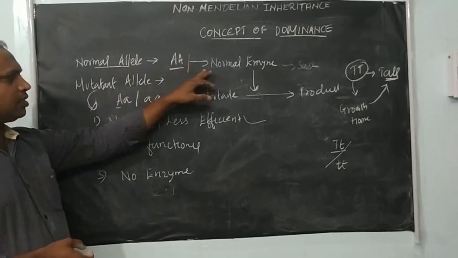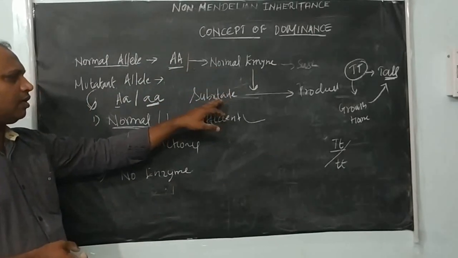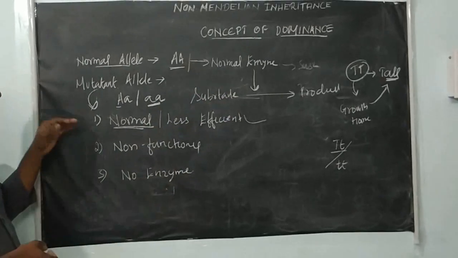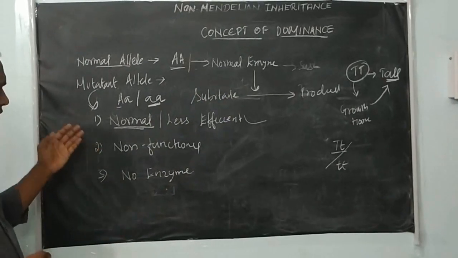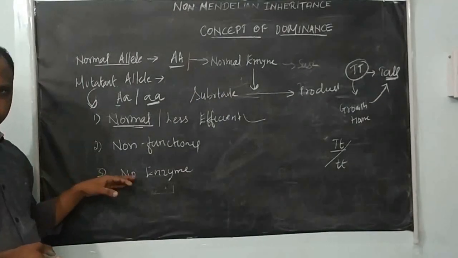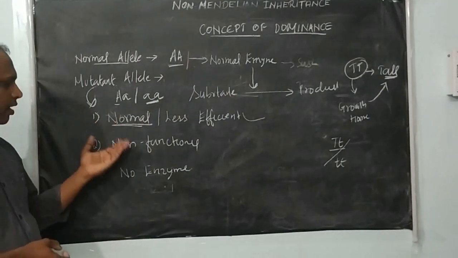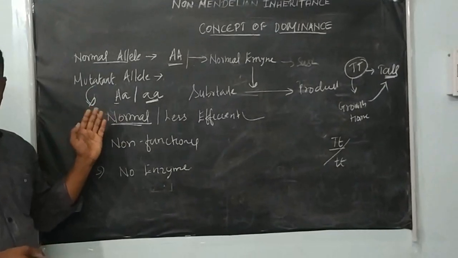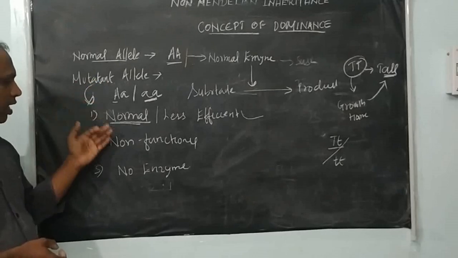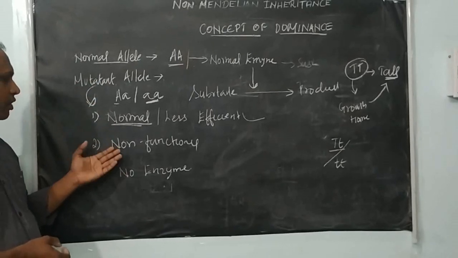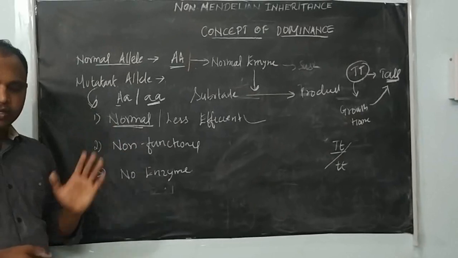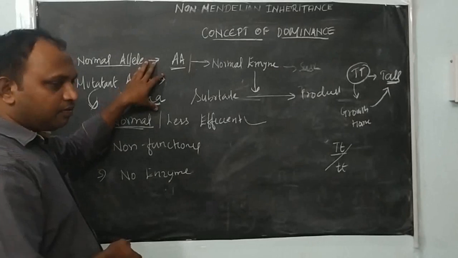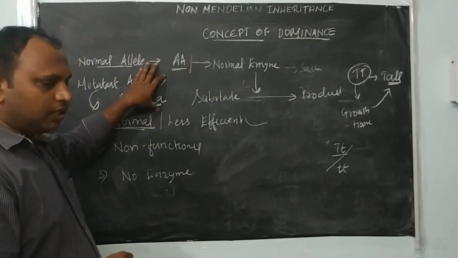The normal allele produces normal enzyme that is needed for transformation of substrate into product. But the modified allele produces either normal, less efficient, non-functional, or maybe no enzyme at all. When it produces normal or less efficient enzyme, the mutation is silent. But if the normal allele is modified into mutant type, then it produces only non-functional enzyme or no enzyme at all. So this is the concept of dominance. I hope that you understood, right?